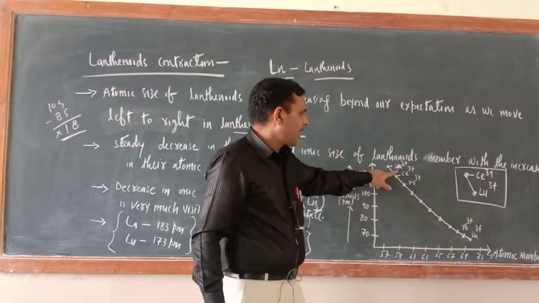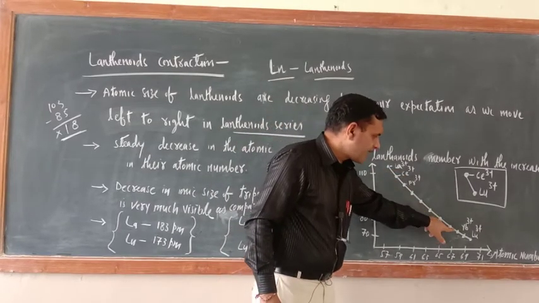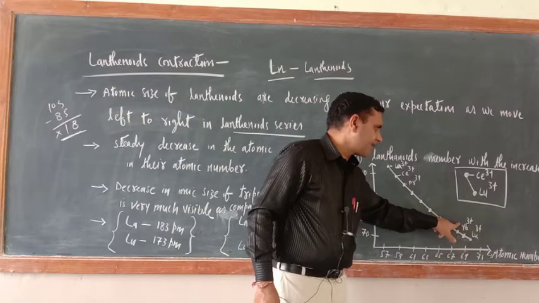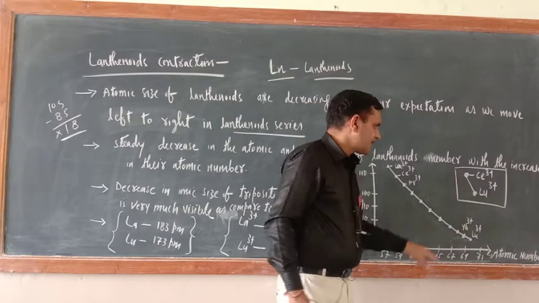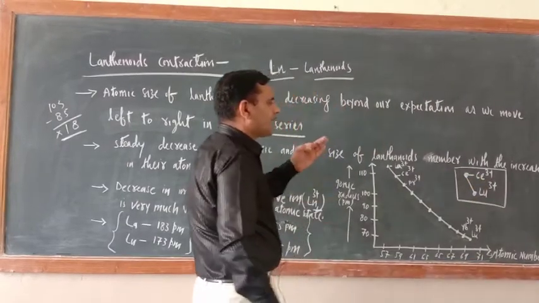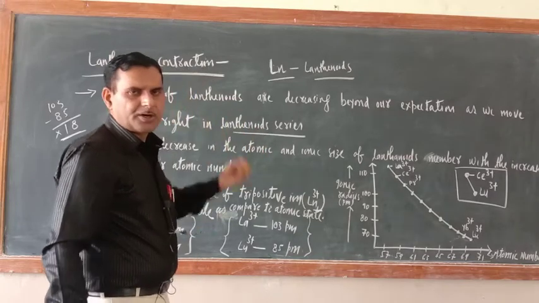So here I took lanthanum 3 positive, cerium, like that you can represent all. The last two I also represented, lutetium and ytterbium. Okay, so just see here. Here you consider Ce3 positive to lutetium 3 positive. Okay, so this is the lanthanide contraction.